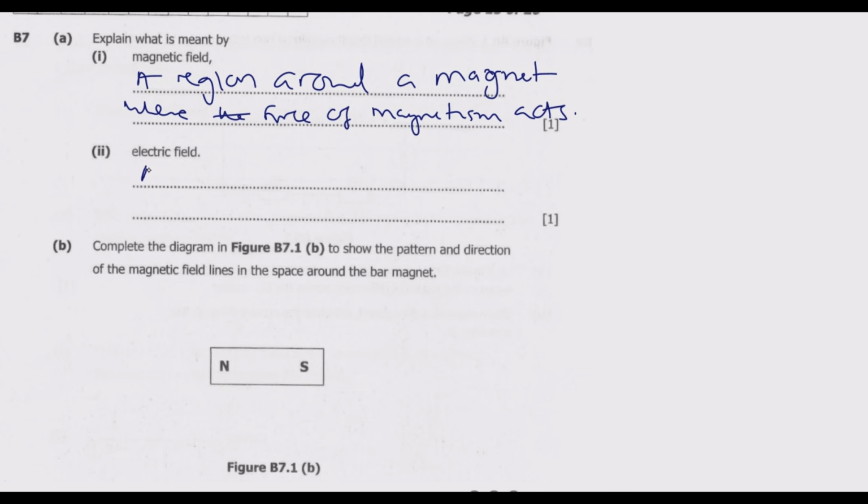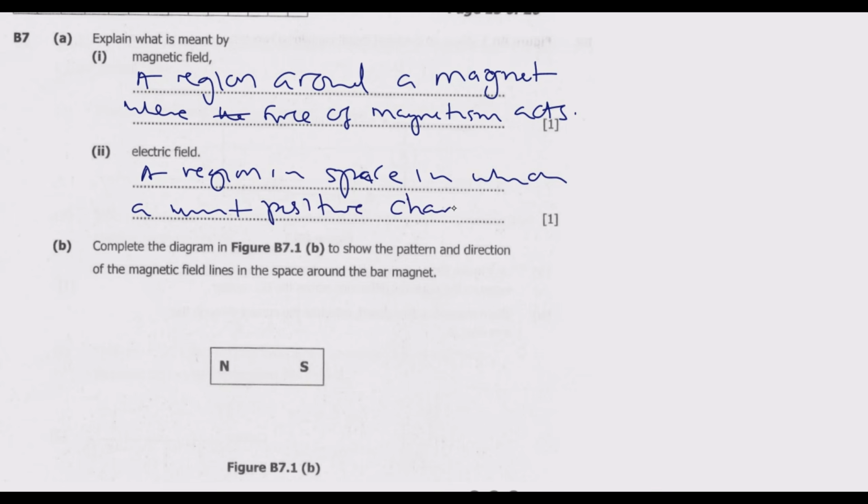So an electric field is also a region in space in which a unit positive charge experiences force. So basically that's the definition of the two.